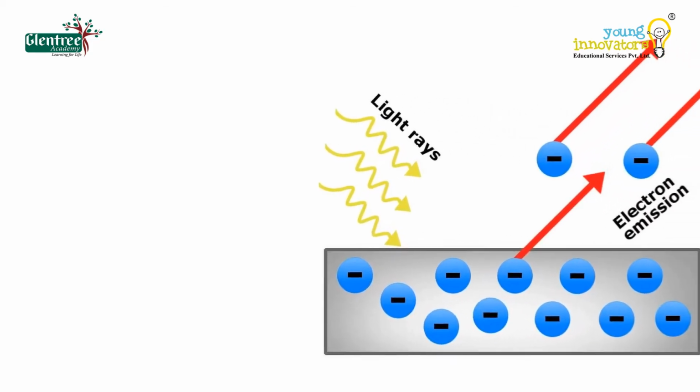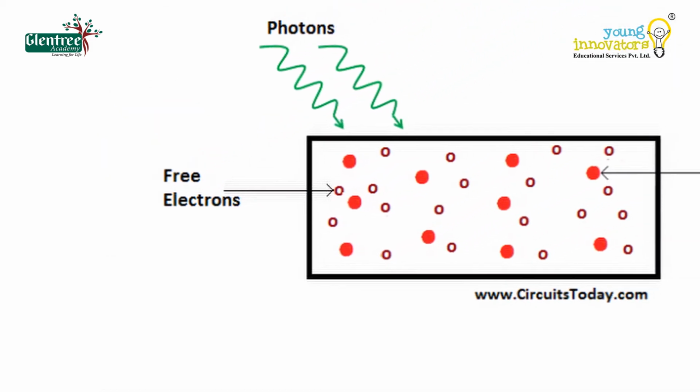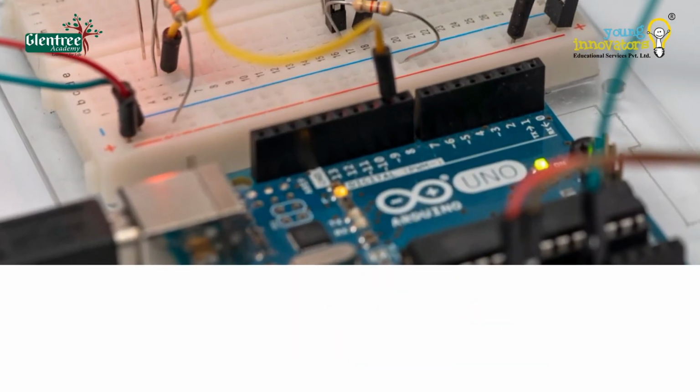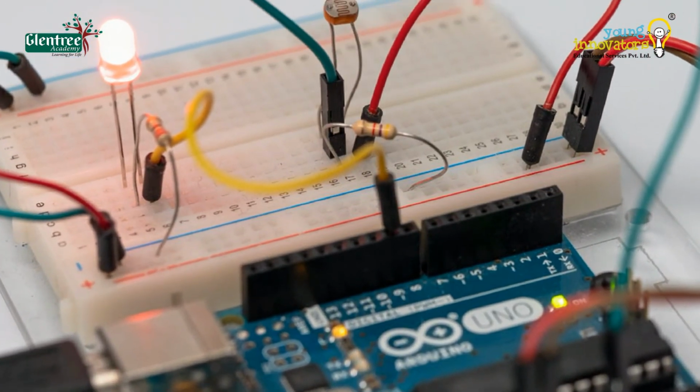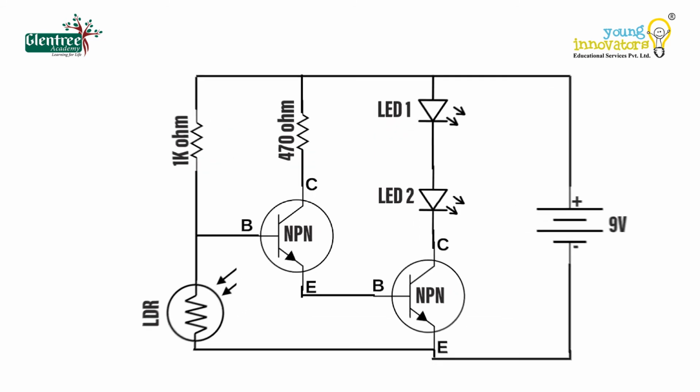As the light falling on the conductive material increases, the number of electrons that gain energy increases, which leads to a large number of electrons ready to move with the application of any external force like electric current. A photoresistor is a variable resistor whose resistance varies inversely with the intensity of light. Let's use this photoresistor in a circuit now and check the output. We will go to the Tinkercad workspace and build the circuit. Here is the circuit diagram.